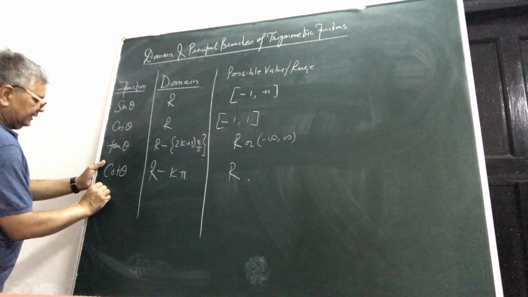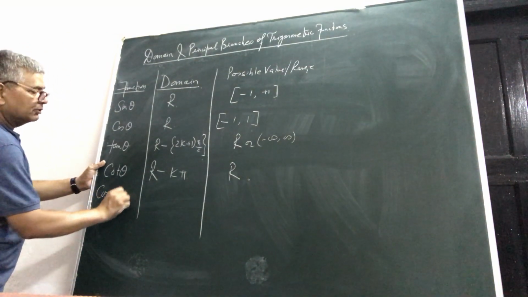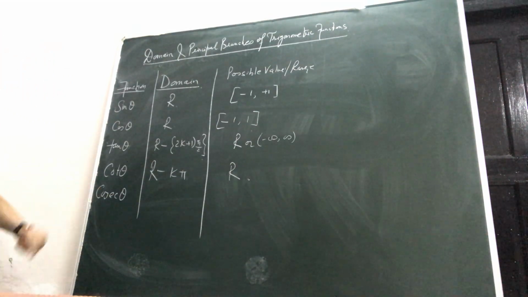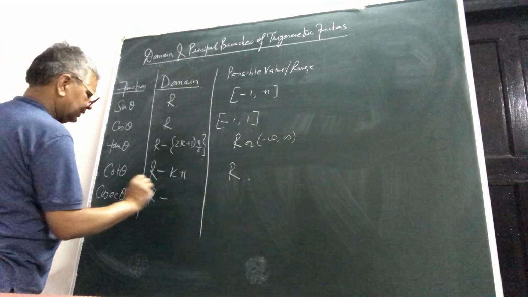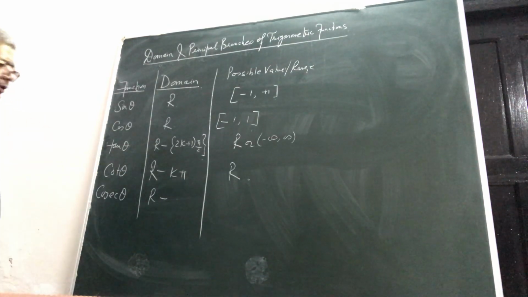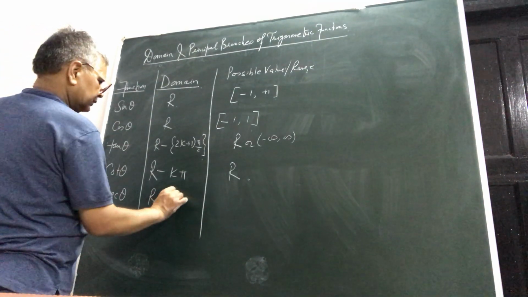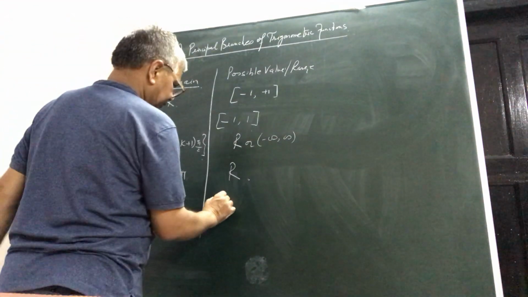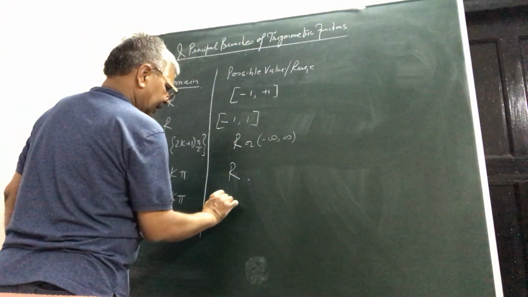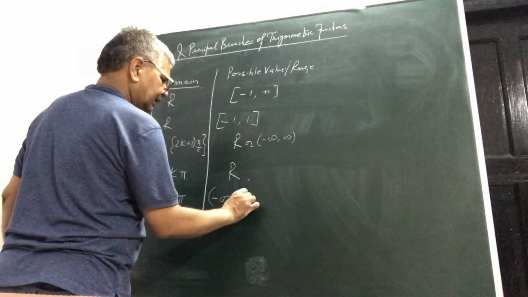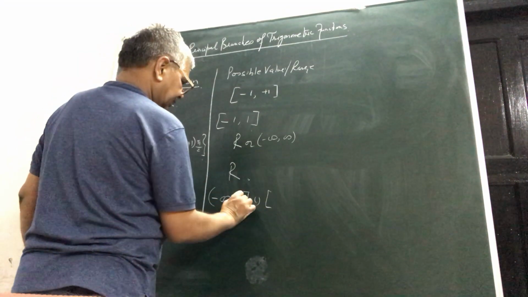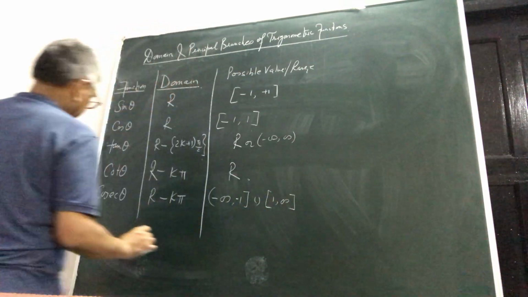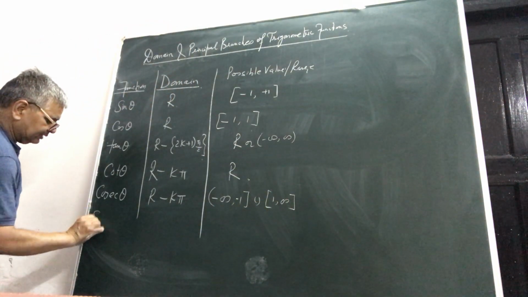Then cosec theta, it is 1 upon sine theta. So R minus what? Sine theta is 0 at k pi, so the domain is R minus k pi. And what are the values here? Minus infinity to minus 1, union 1 to infinity. And then what is the other one? Sec theta.